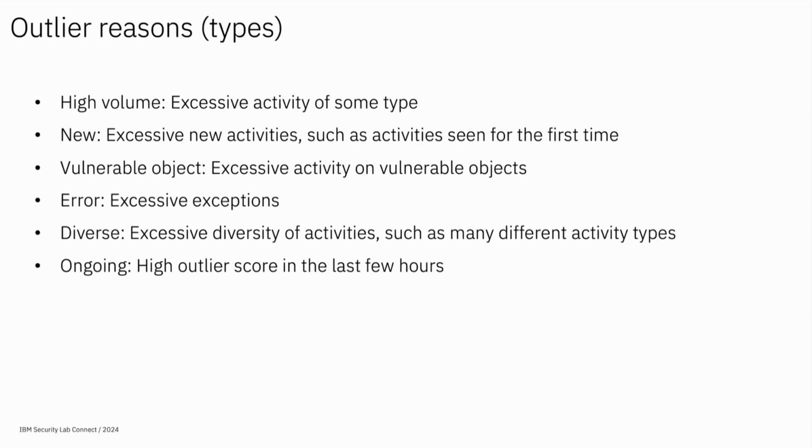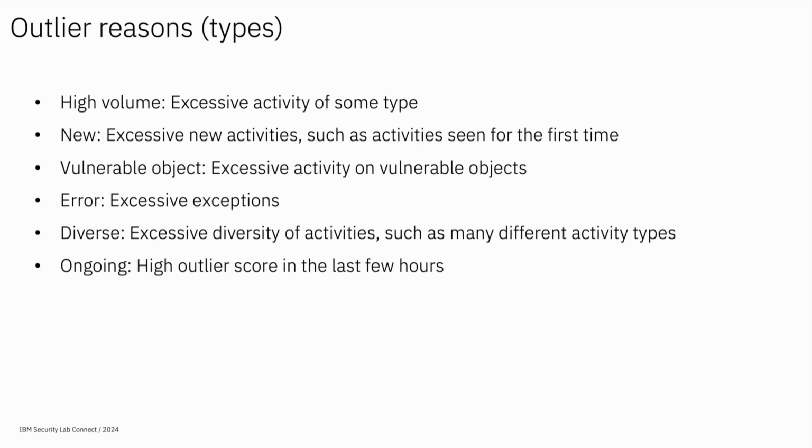Ongoing outlier. Say that there was some anomaly with a high score, but that is happening for several hours. It can happen when there is an ongoing attack. If we see some high activity that continues for a few hours, and when I say a few hours, not necessarily consecutive hours, we will have this special type of outlier created that will tell us if someone is doing something for quite a while and it needs investigation.